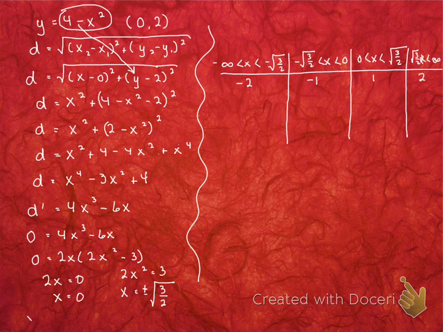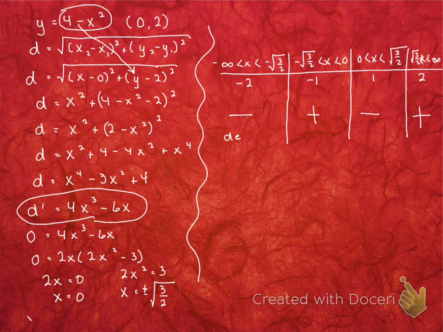So what you'll do is you'll throw those test numbers into the derivative, which is a very, very simple polynomial. And here you'll get a negative, a positive, a negative, and a positive. Okay, so we're looking for the minimum distance. Well, if we're changing from negative to positive, from decreasing to increasing, that is where we have a min.